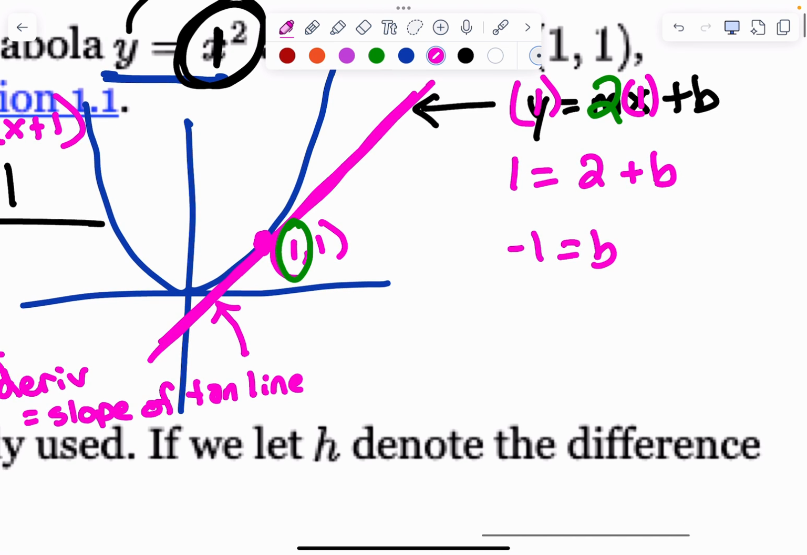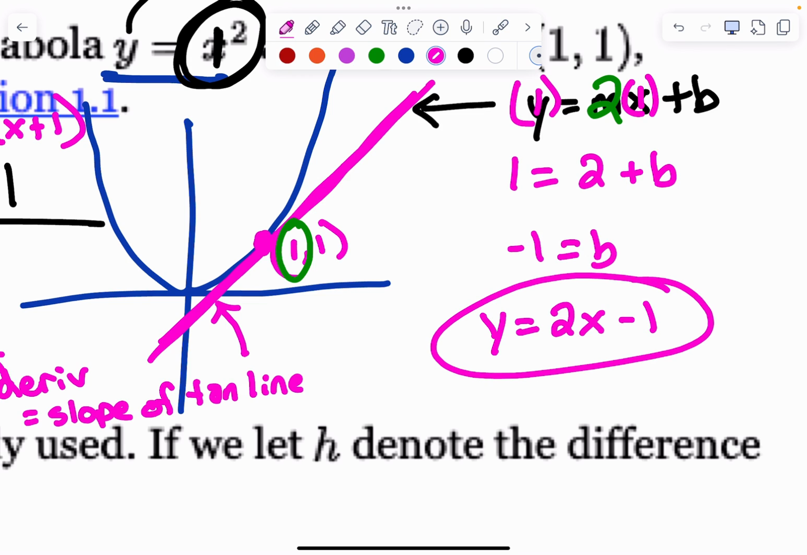So the slope of my tangent line is 2x minus 1. That is the equation of my tangent line. The f of x is, we already know that.